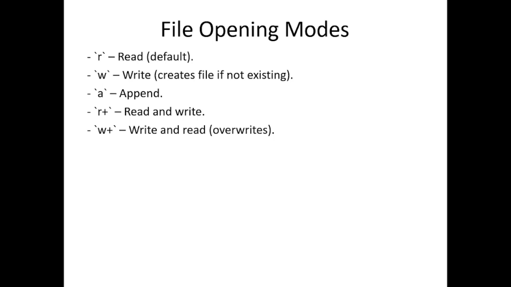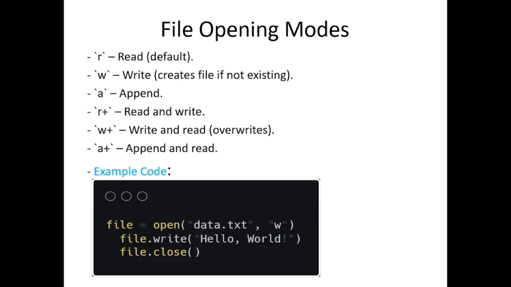Then comes w+. It is basically for write and read. So primarily it is for write. It will overwrite the existing content. And a+ is for append and read. Now let's see the examples. In this code we are using the file data.txt in w mode, which means write mode, and further in this code the write function has been used, which writes hello world to the data.txt file, and in the third line the file is closed.